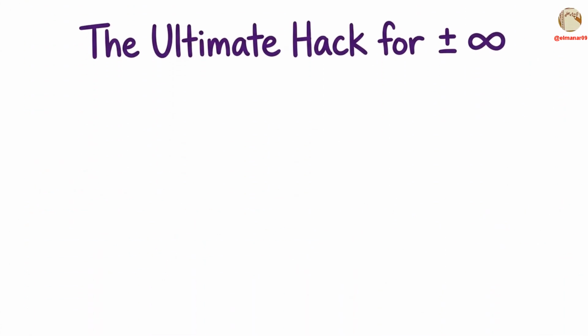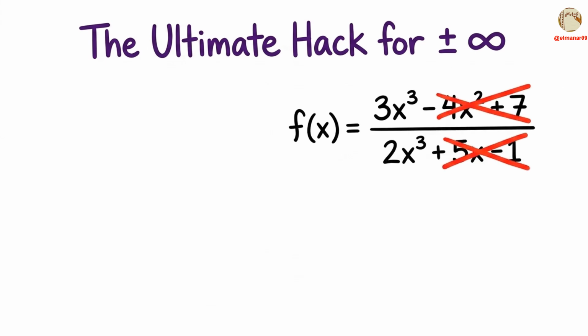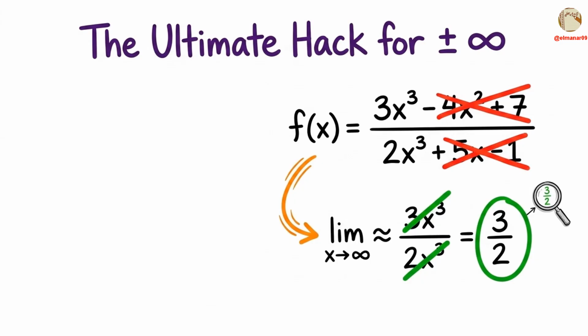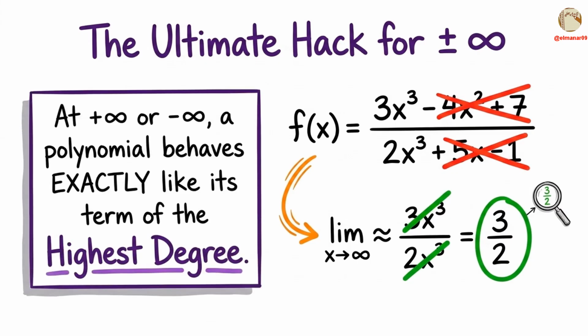Ready for a pro tip? Here is the ultimate hack for limits at infinity. When you're looking at a huge polynomial like 3x cubed minus 4x squared plus 7 as x goes to infinity, the smaller terms, like minus 4x squared and 7, become completely insignificant compared to the boss term with the highest power. In this example, as x goes to infinity, the function behaves exactly like 3x cubed divided by 2x cubed. We can cancel out the x cubed terms, leaving us with a limit of 3 halves.